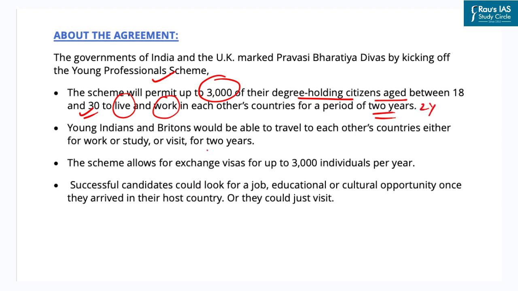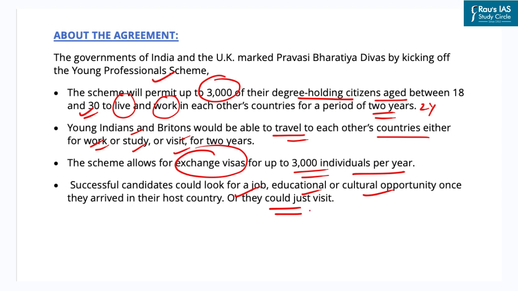Secondly, the scheme will allow young Indians and Britons to travel to each other's countries either for work, study, or visit for the period of 2 years, as we have already discussed. The scheme further allows for exchange visas for up to 3,000 individuals per year. And a successful candidate, when selected under the scheme, could look for a job, educational or cultural opportunity once arriving in the host country, or they could also just visit the country per se.